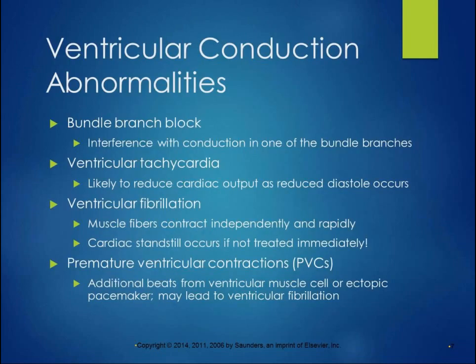So a bundle branch block is interference with conduction in one of the bundle branches. So one of the ventricles will contract and the other one doesn't, something like that. Ventricular tachycardia reduces cardiac output because there's no time for the heart to relax. You don't have any diastole; it can't fill as efficiently.